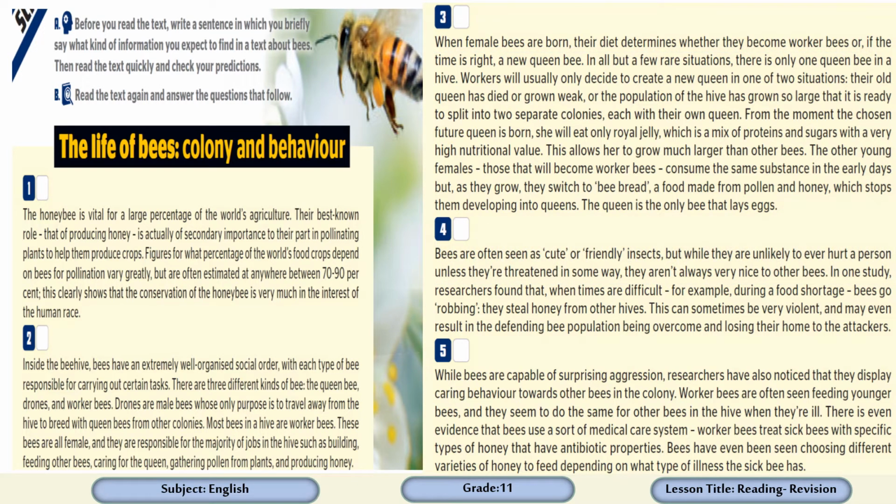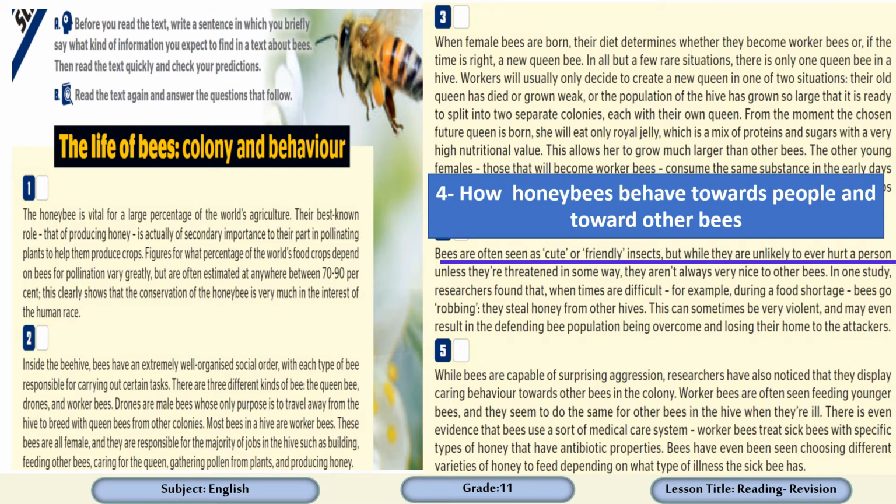Let's look at paragraph 4. The topic sentence says, bees are often seen as cute or friendly insects, but while they are unlikely to ever hurt a person unless they are threatened in some way, they aren't always very nice to other bees. So, what do you think the paragraph will be about? It's about description of the bee. It's more than description here. Yes, it's about the behavior. Very good. It's how honeybees behave towards people and towards other bees.